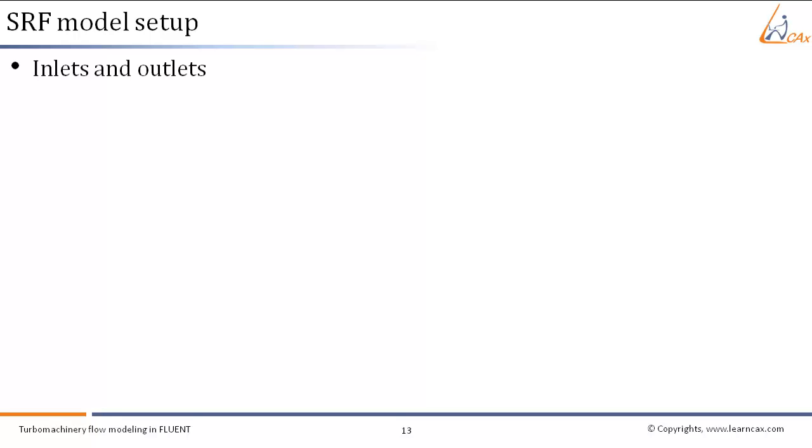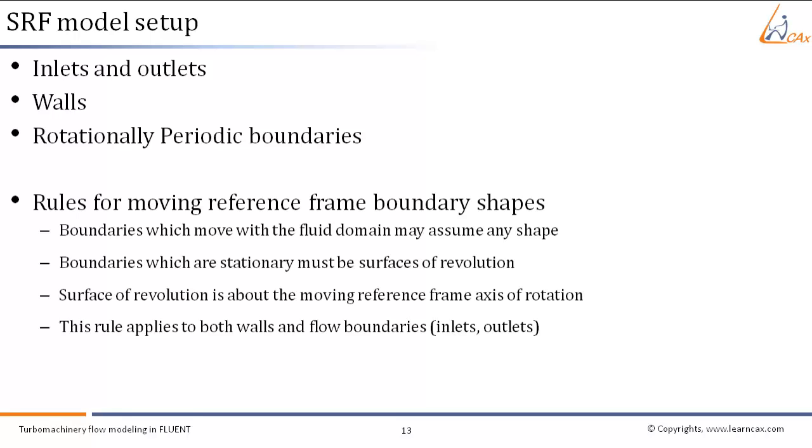What are the different boundary conditions that we can use in the moving reference frame? We can use the standard boundary conditions of inlets, outlets, walls. Rotationally periodic boundaries can also be used. Rotationally periodic boundaries require spatial periodicity, and the rotational angle should be evenly divisible into 360 degrees.